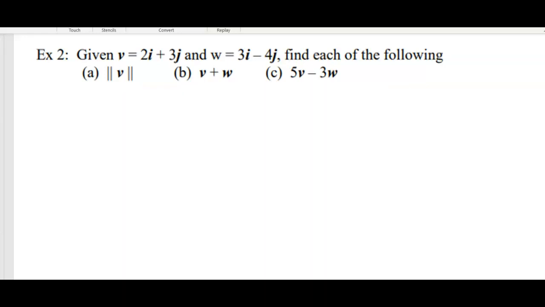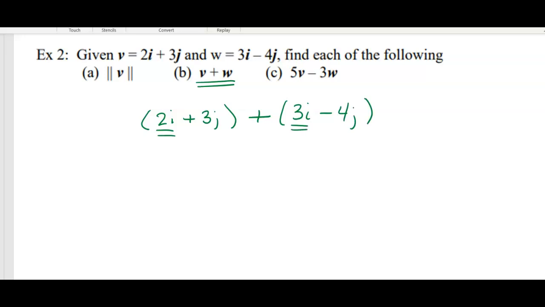All right, let's do B. So when you add vectors, you add them in the obvious way. So 2i plus 3j and 3i minus 4j. So you just combine your like components. So 5i, 3j minus 4j, which is 5i minus j. Boom! Pretty easy. Now, the physical application is really cool.